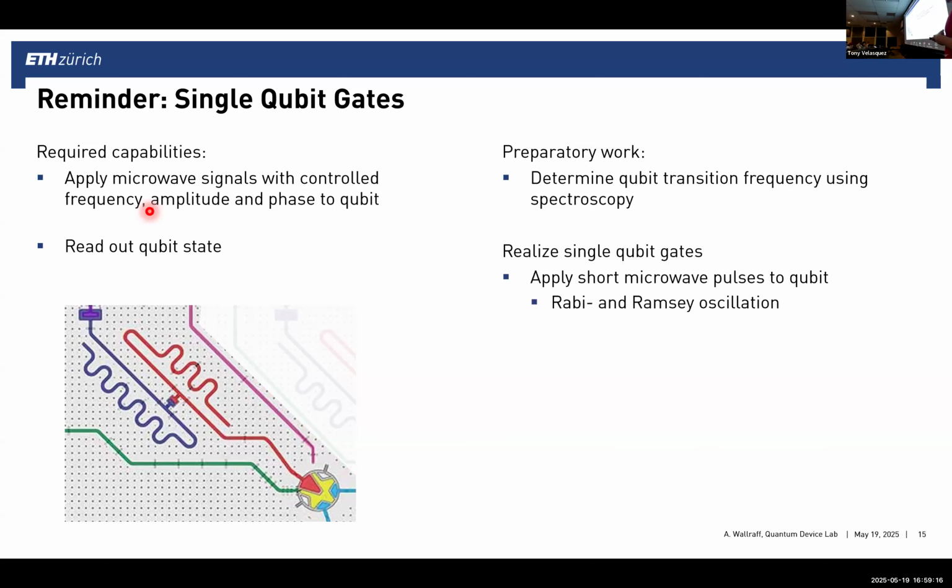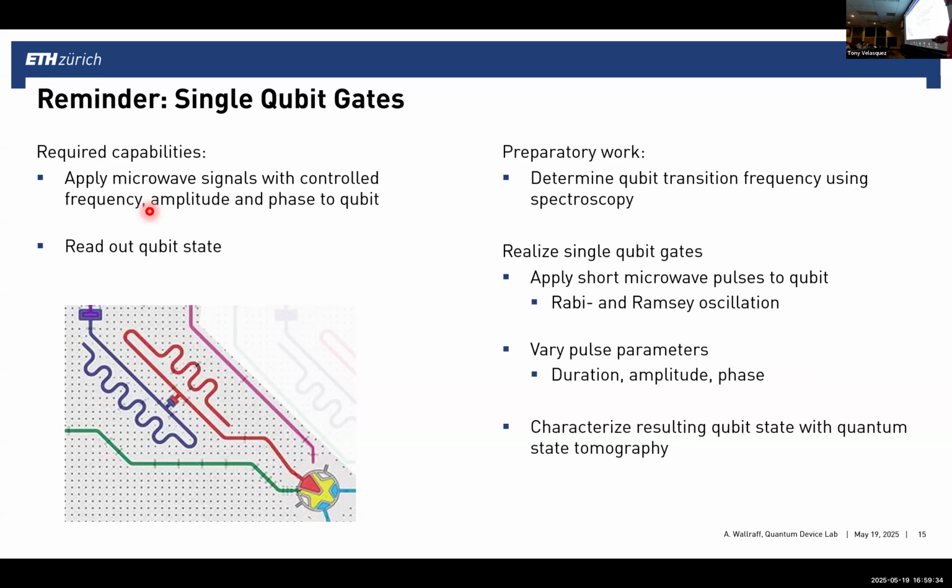Then you can use that resonance frequency and control the amplitude and the phase of that microwave tone and its duration, and do things like Ramsey measurements and Rabi oscillations. When you vary the pulse parameters like their duration, amplitude, and phase, you can prepare different qubit states, which you can then characterize using quantum state tomography.